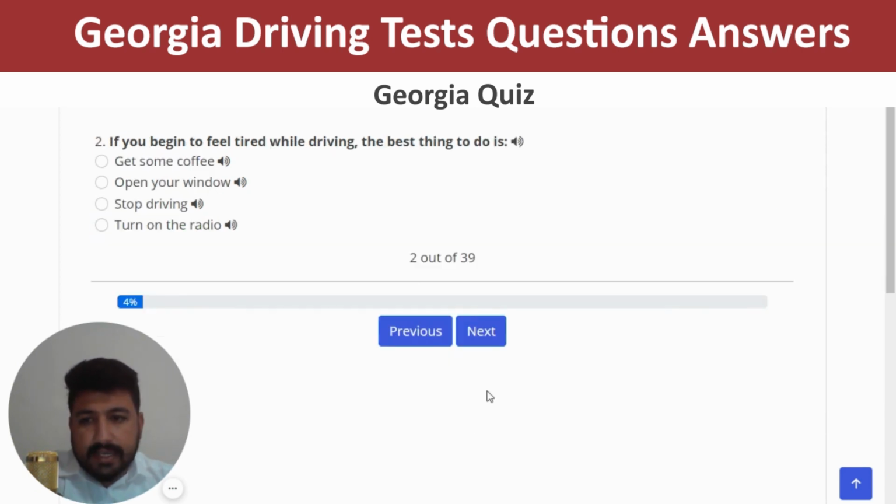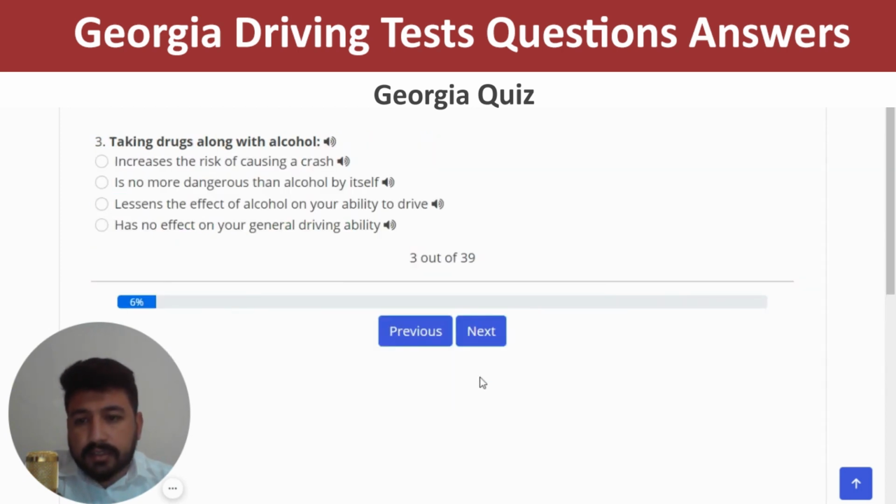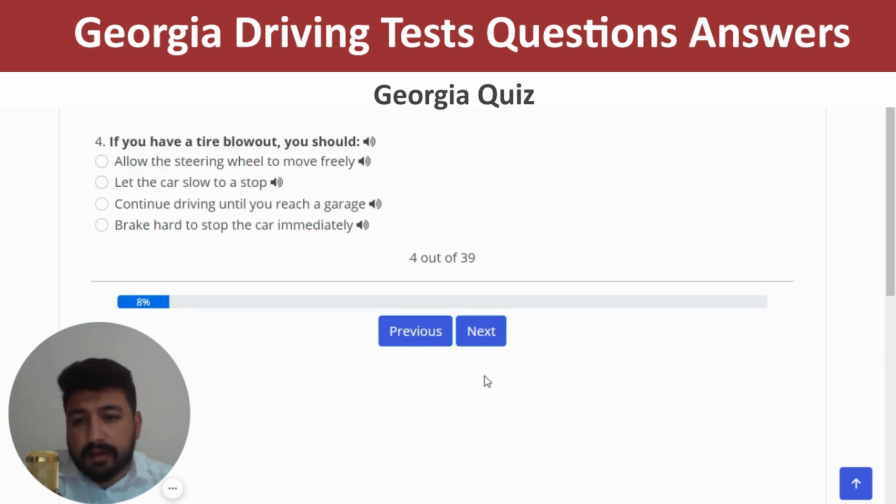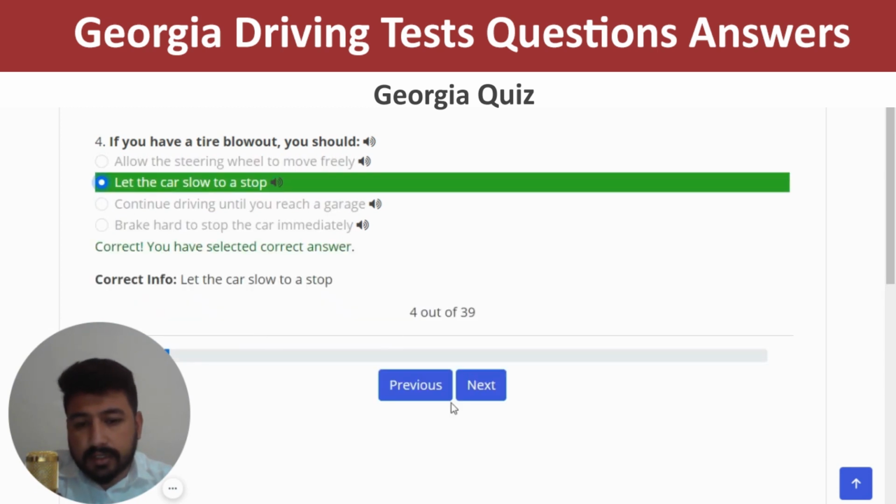Correct, and next. Second question is if you begin to feel tired while driving, the best thing to do is, so looking like the third option is the right one, which is stop driving. Correct, and next. Taking drugs along with alcohol. So the right answer of third question is increase the risk of causing a crash. So I'm going to click on the first option. Correct, and next. If you have a tire blowout, you should, so you can choose the second option, which is let the car slow to a stop. You have selected correct answer, and next.